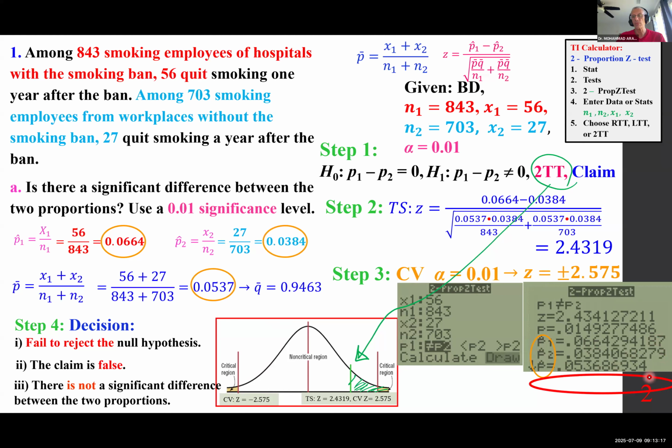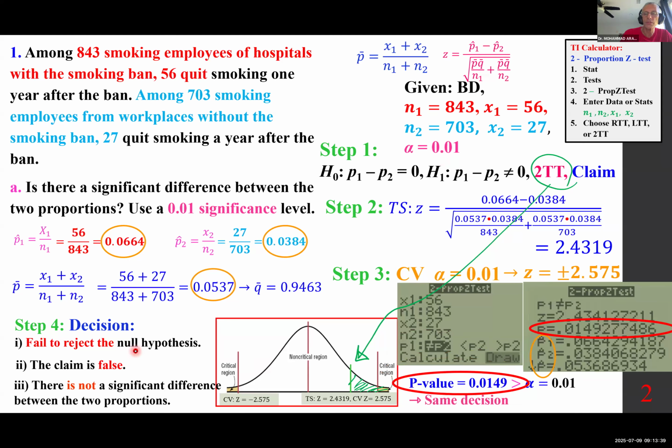One more thing. This is the p-value. That means this area times 2 because it's a two-tailed test. The p-value, in comparison to alpha of 0.01, is either smaller or larger. Because it's larger, fail to reject the null hypothesis. Same decision. That's how the p-value works, everybody.